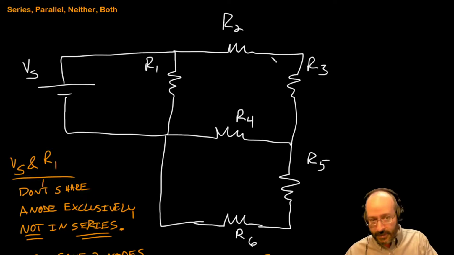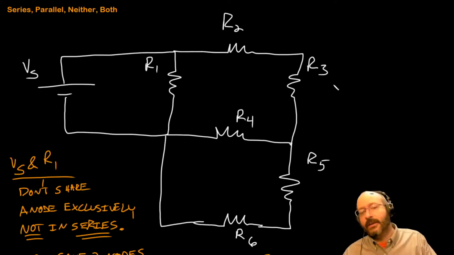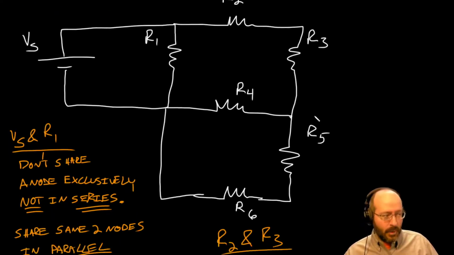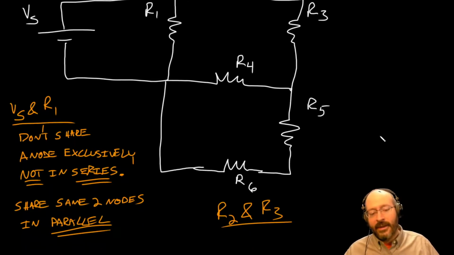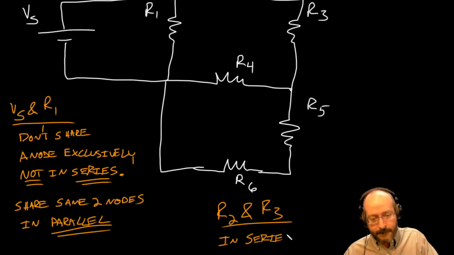There's no place for current to turn off. There's no off-ramp, right? If the current goes in this way, it's got to come out down here. There's no place for it to get diverted, and I think that's the more important thing. Sharing a node exclusively guarantees that they're going to be in series. So I can say that these are in series, not in parallel.